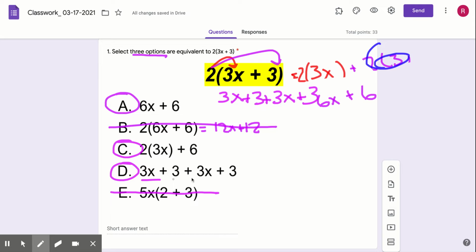So if you add up your x's, these 3x's, you will get 6x. Then you add up your 3's, you would get 6. And remember, you can't do anything with x's and numbers. The coefficient just describes the variable, and that is stuck to it, and it cannot be combined with numbers. So as I mentioned, options A, C, and D are correct. So when you type this in your answers, type in the letter A, comma, letter C, comma, letter D.